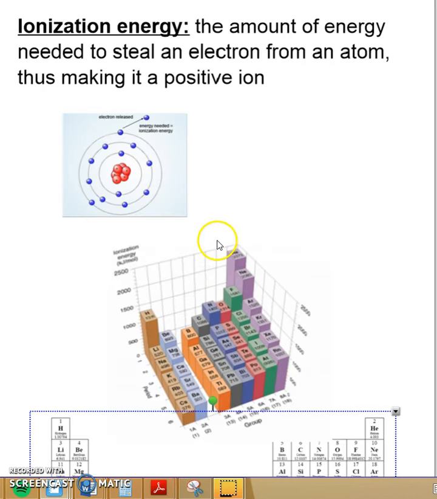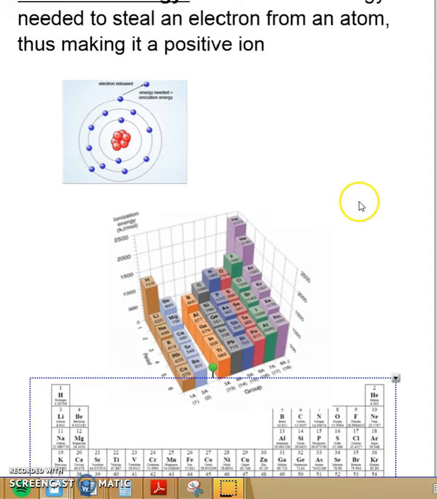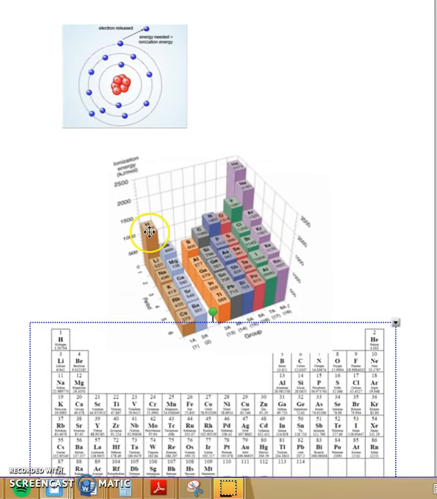Ionization energy is the amount of energy needed to steal an electron from an atom, thus making it a positive ion. Why do atoms steal electrons from each other? Because they're kind of jerks. And we'll talk more about that later. But to kind of show you the process, when an electron gets released or stolen, energy is needed to do that. So you can see the trend here on the periodic table.